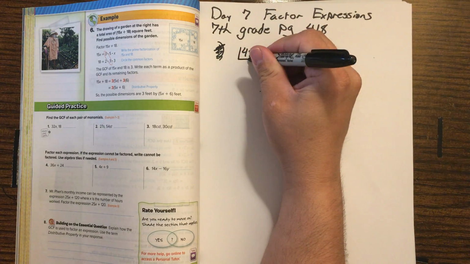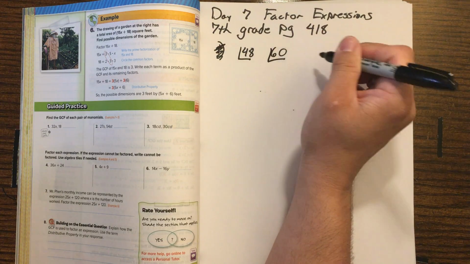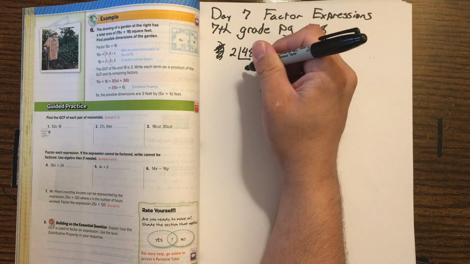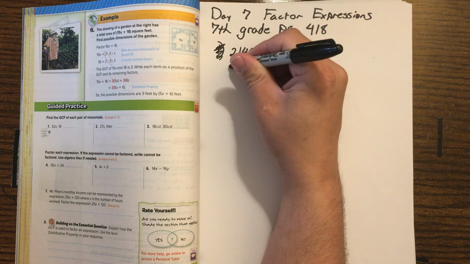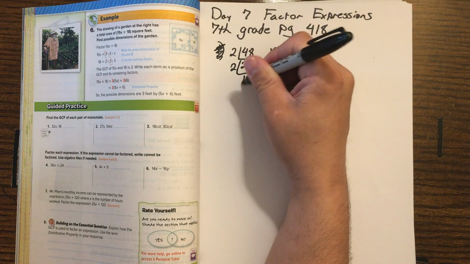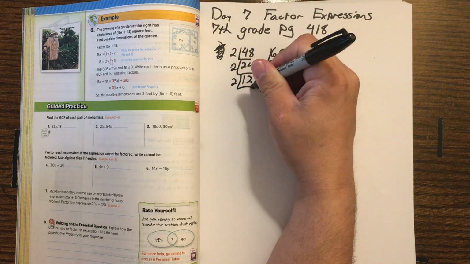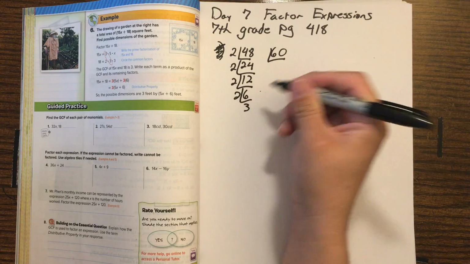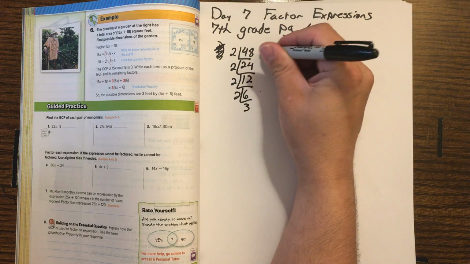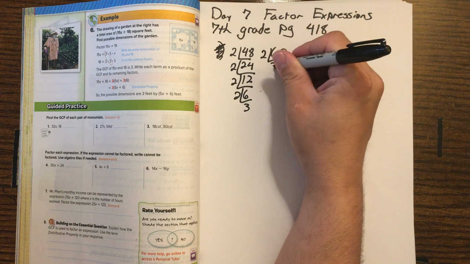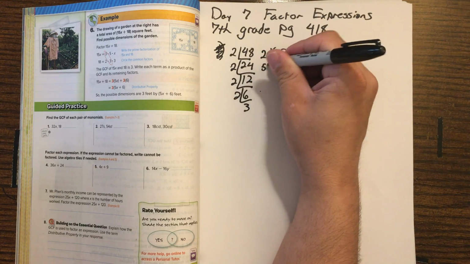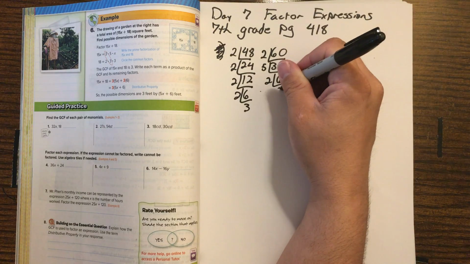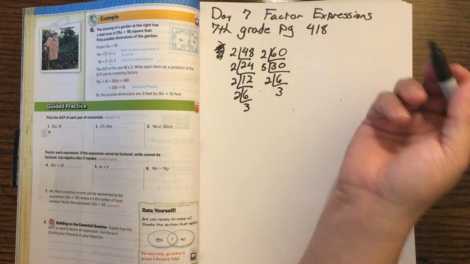You can use this upside down division, where you divide only by prime numbers. And you say, 2 goes into 48 24 times, 2 goes into 24 12 times, 2 goes into 12 6 times, 2 goes into 6 3 times. Do the same thing with 60. 2 goes into 60 30 times. 5 goes into 30 6 times. 2 goes into 6 3 times. Okay, those are both prime numbers, so we stop right there.